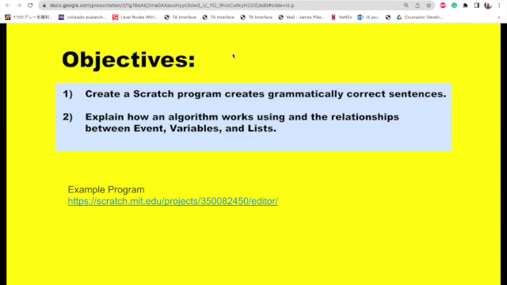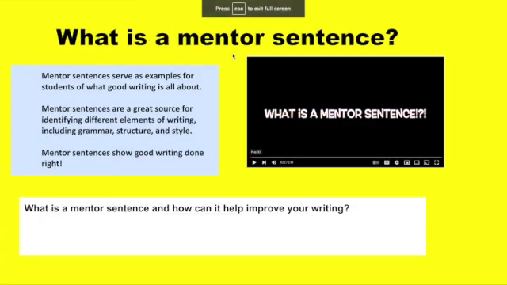So now we need to learn about what a mentor sentence actually is. A mentor sentence serves as a good example of writing. A mentor sentence is like a perfect sentence, and you can study that sentence, break it down by its parts, change the sentence, and it will still be perfect. So it's how good writers can teach other good writers how to improve their writing. Watch this video, it will go into more detail. Mentor sentences also include elements of writing such as grammar, structure, and style. So watch the video and answer the question: what is a mentor sentence and how could it help you improve your writing?